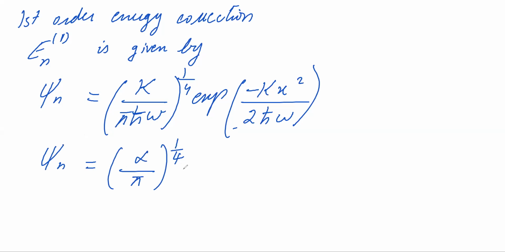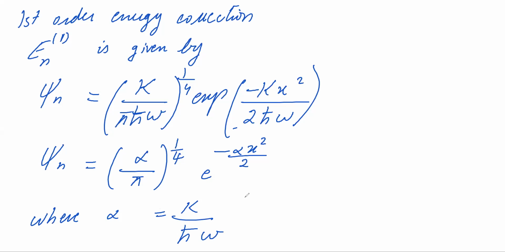Okay. So in this case we have used a substitution where alpha is equal to k over h bar omega.